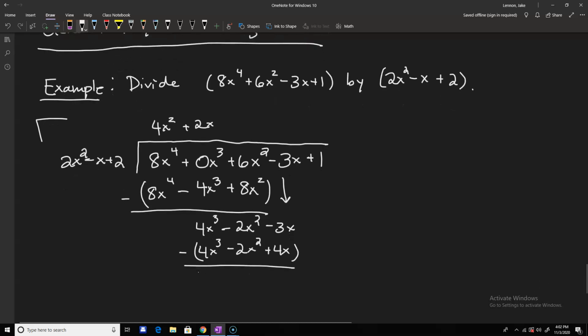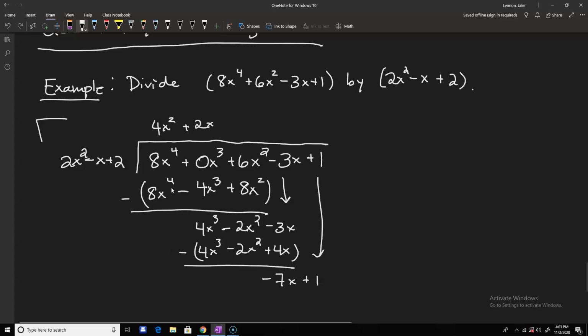And when I subtract, since the first 2 terms match, they both cancel out. I get 4x cubed minus 4x cubed, and then minus 2x squared plus 2x squared when I distribute the negative. And then I'm going to have a minus 3x minus a 4x. So that's going to be minus 7x. And I can bring down that plus 1. And now there's nothing else I can do because my leading term of the divisor 2x squared is degree 2, and the term left over is just minus 7x.